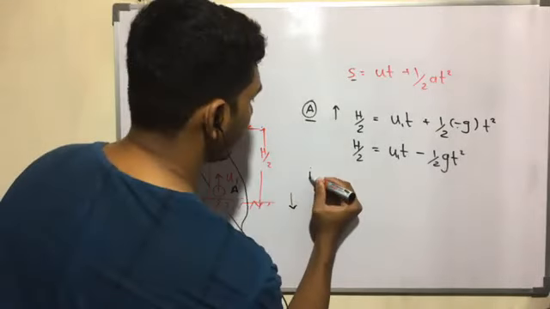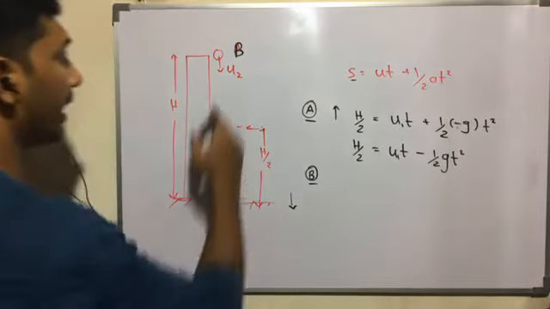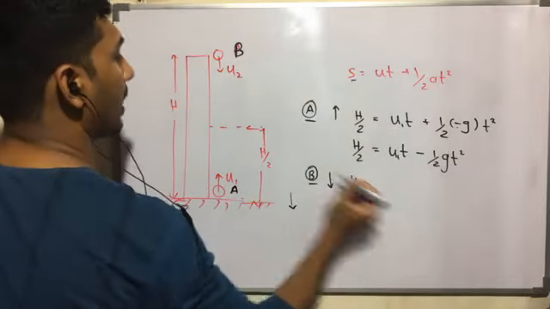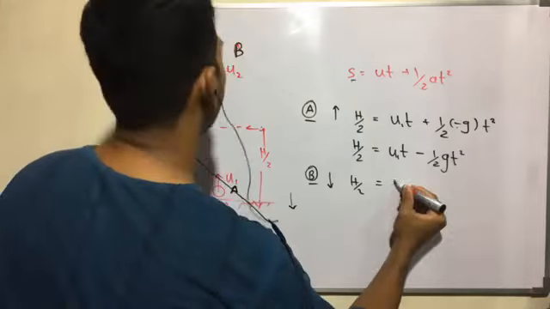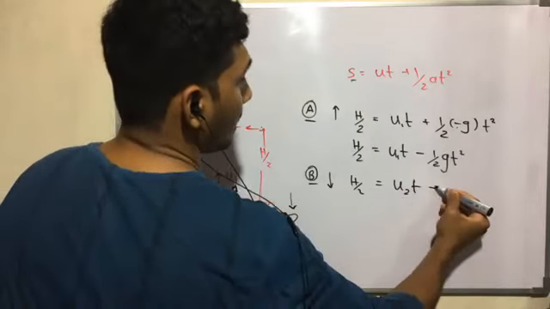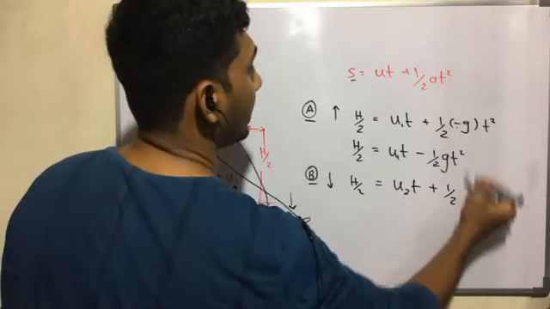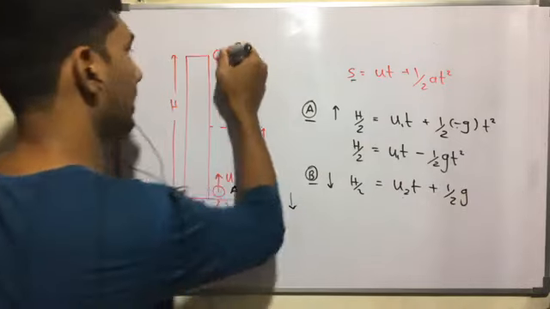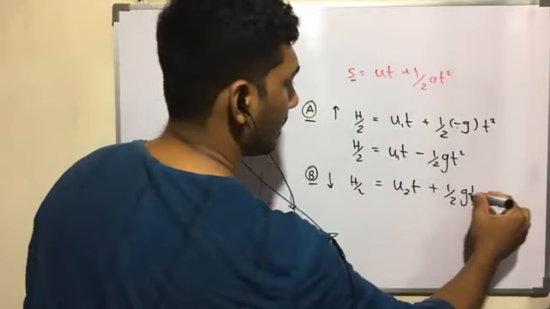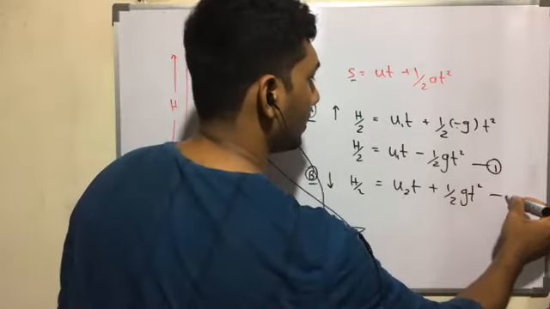And then the second equation for B, I'm going to write downwards. S is h by 2 until they meet, is equal to downward again u2t plus half gt square. Here g will be plus because he's moving downwards. So this is equation number 1, this is equation number 2.